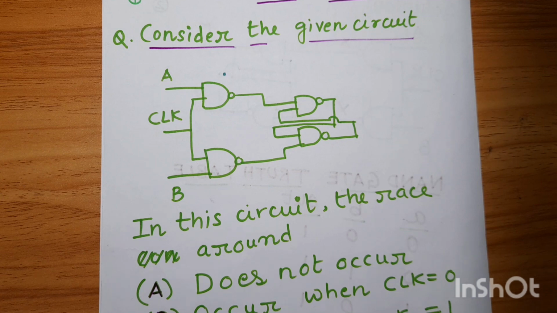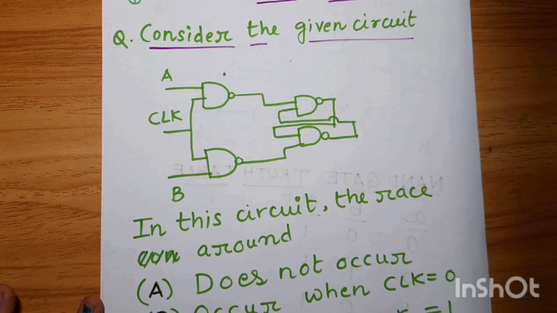Today we are going to discuss a GATE question which was asked in 2012 in the EC paper, and the question is regarding the race around condition. आज हम GATE 2012 का EC पेपर का एक क्वेश्चन डिस्कस करने वाले हैं और वो क्वेश्चन रेस अराउंड कंडीशन के ऊपर बेस्ड है.